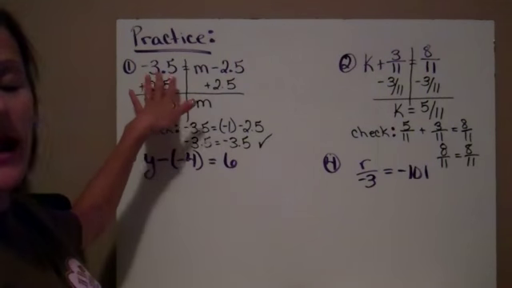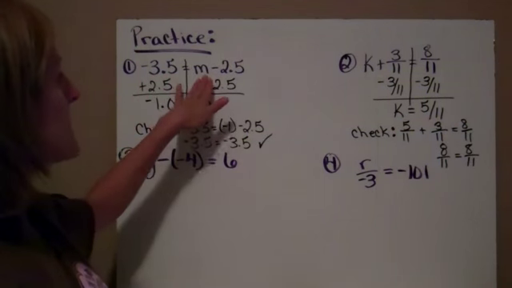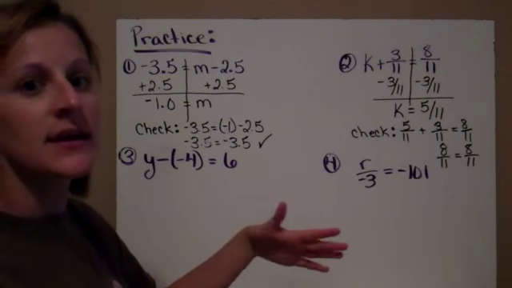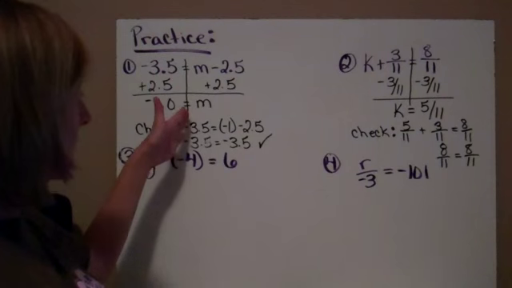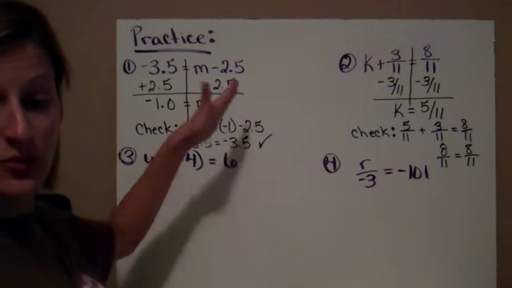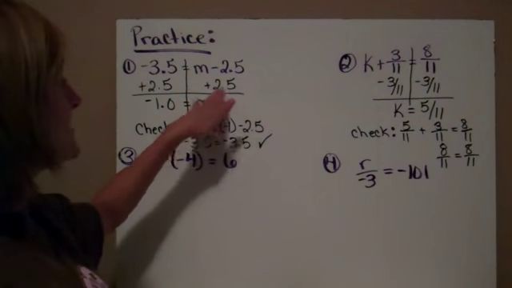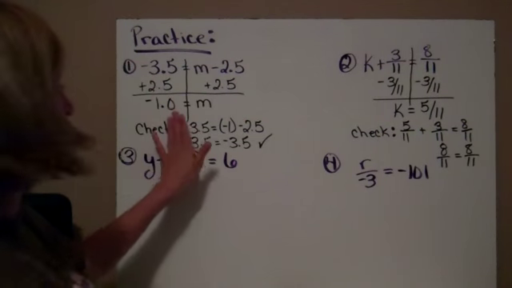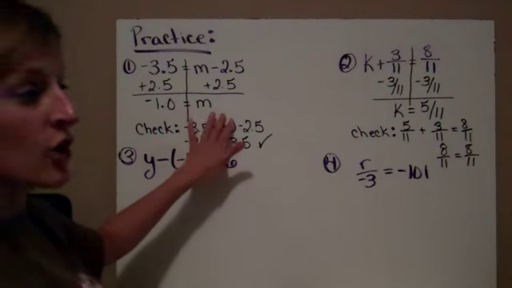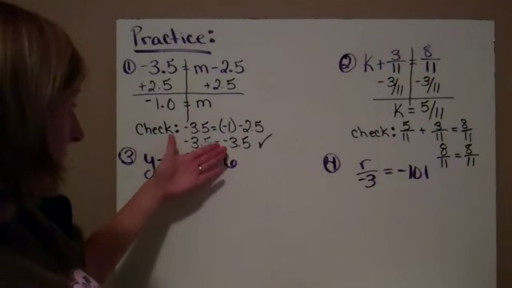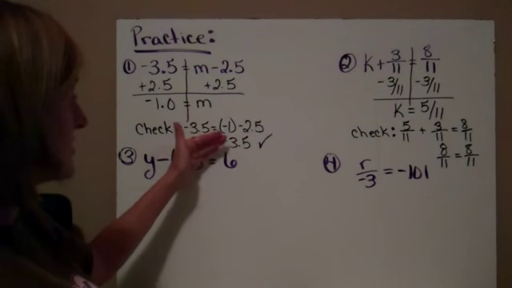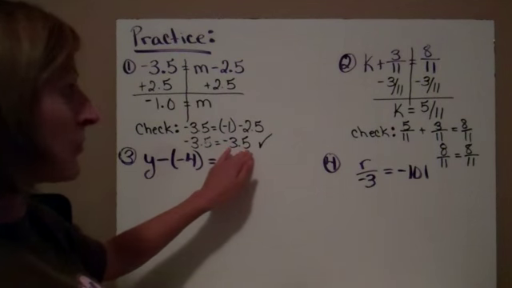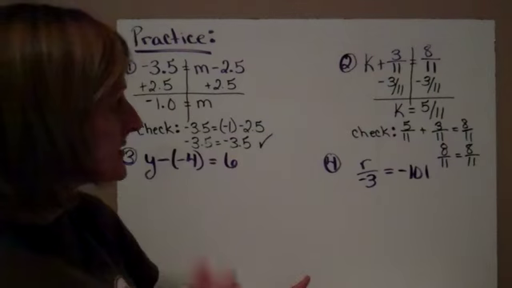This first one, I've got negative 3.5 equals m minus 2.5. Now, the opposite of subtraction is addition. So I draw my line, so I make sure I do it on both sides. I'm going to add 2.5 to both sides. When I add 2.5 to negative 3.5, I get negative 1 for m. To check it, plug it back in. Using my original equation, negative 1 minus 2.5 does give me a negative 3.5, so my answer is correct.